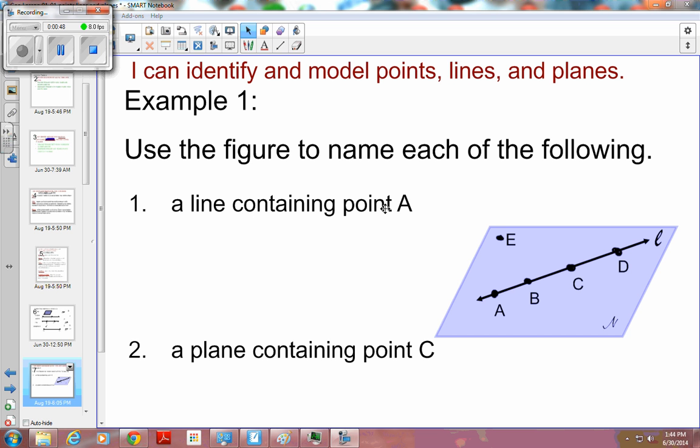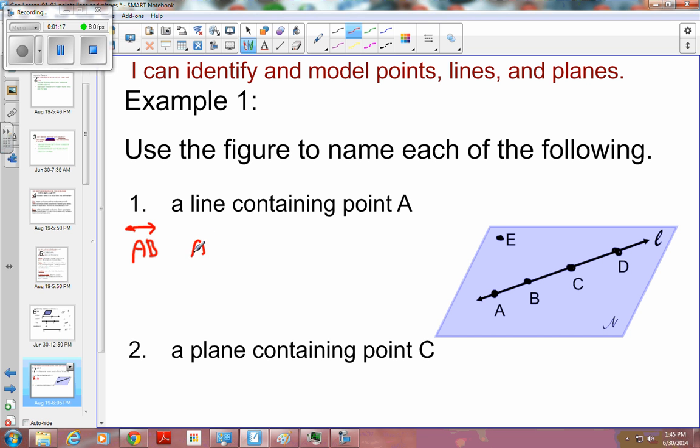So a line containing point A. So here's our line. There's our point A right here. So if we want a line containing point A, we could have, let's grab a marker here, A, B, and we can't just put the A, B there. We have to show that it's a line, so we put this little symbol over it, which is a line over it.